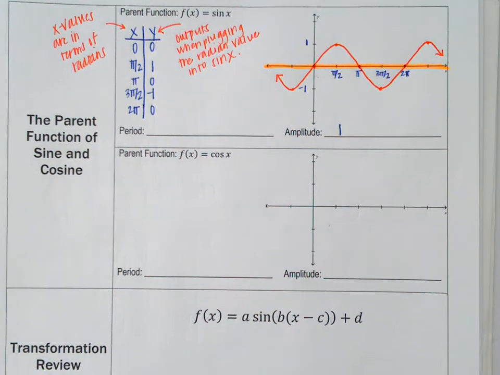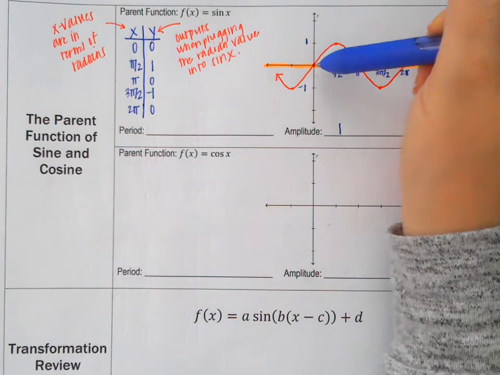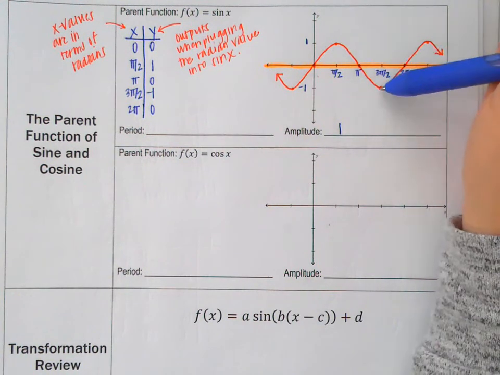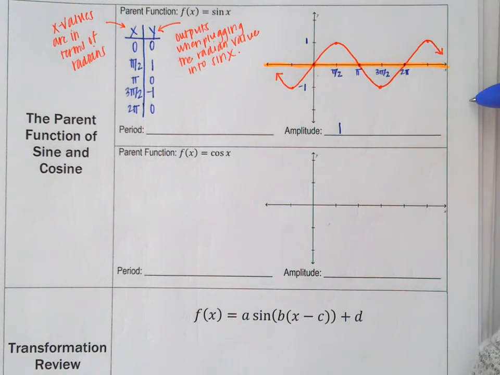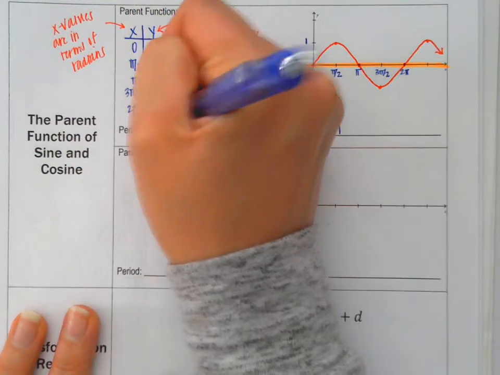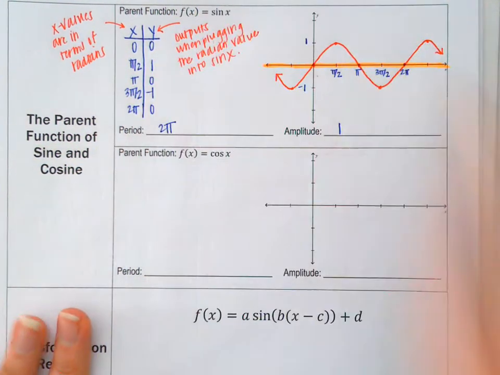Now, a period. So what a period talks about is basically how long it takes for this pattern to restart. So you noticed, when we were graphing, it restarts after a certain point. So it goes from 0 to 1 to 0 to -1 to 0. And then it goes back up to 1 to 0 to -1 to 0. And so the period is basically always, for a parent function, 2 pi.